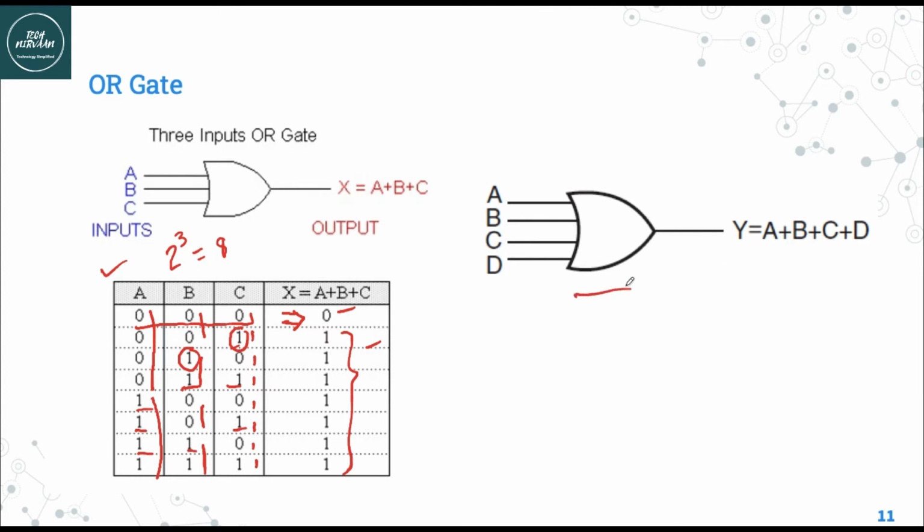This is OR gate with 4 input and Y is the output. A, B, C, D are input and Y is the output. Y is equal to A or B or C or D.